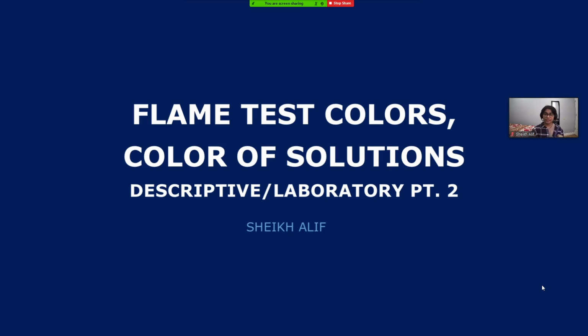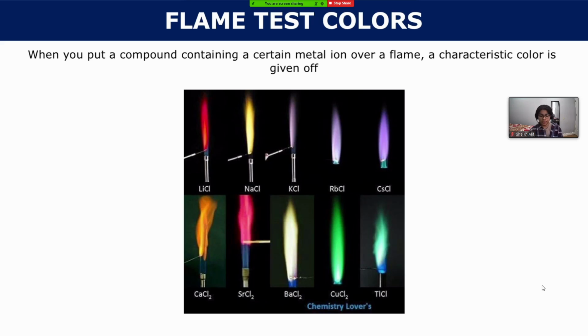So we're going to look at flame test colors and colors of solutions, starting with flame test colors. When you put a compound containing a certain metal ion over a flame, a characteristic color is given off. So an easy way to determine whether or not you have something like lithium in an unknown compound is, you put it over a flame, you're going to get a certain color. So in the case of lithium, you have this bright red color.